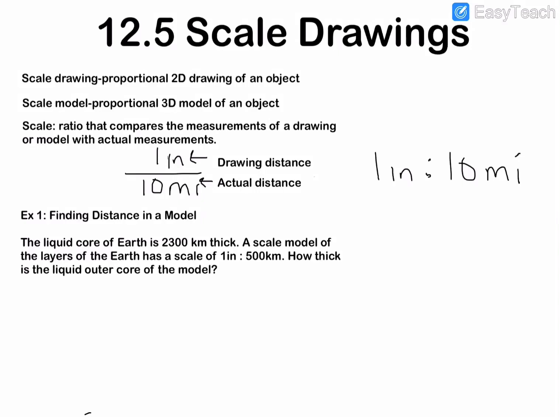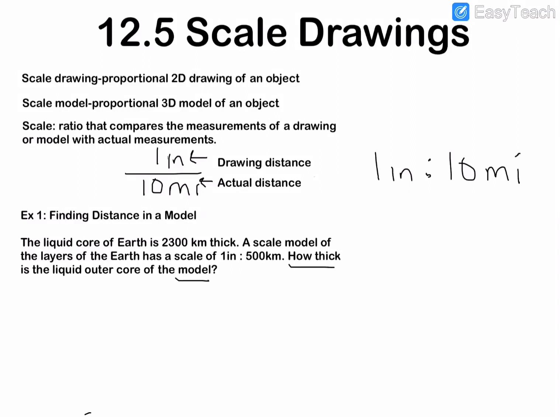So for example 1, finding a distance in a model. The liquid core of Earth is 2,300 kilometers thick. A scale model of the layers of the Earth has a scale of 1 inch to 500 kilometers. How thick is the liquid outer core of the model? Okay, so it tells you the actual thickness is 2,300 kilometers. The model thickness is what we are looking for. We want to know how thick the model is.